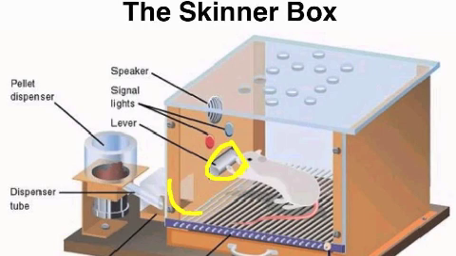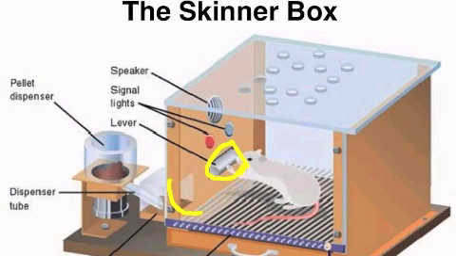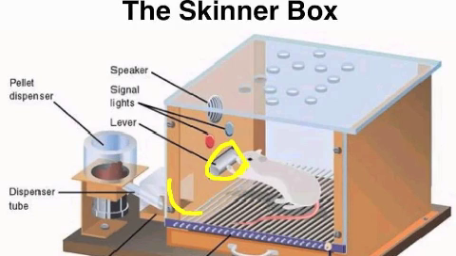Shaping through successive approximation. This is done in order to elicit a certain response that may not be naturally possible. Example, wanting a monkey to open up a door. First, you give the monkey food for just looking at the door, then touching the door, and so on.